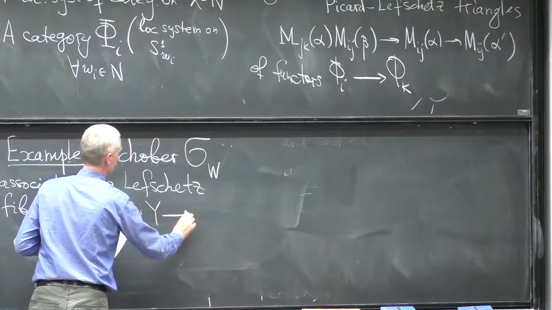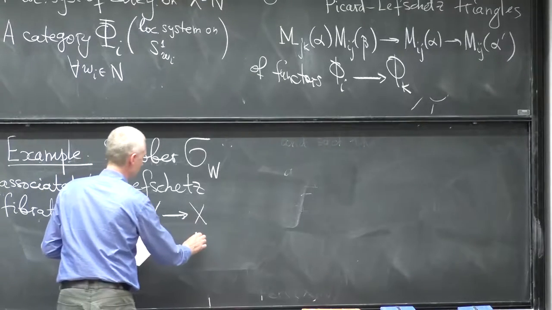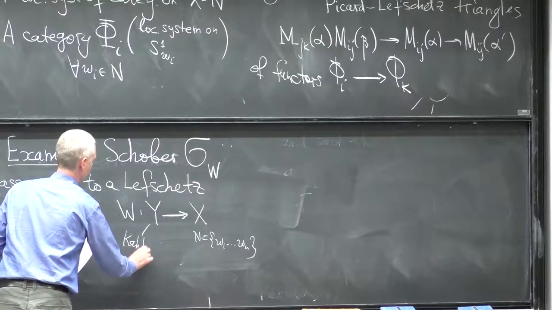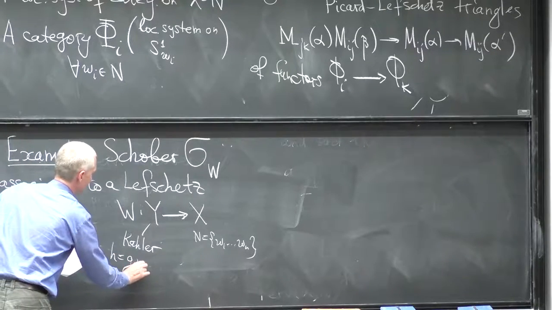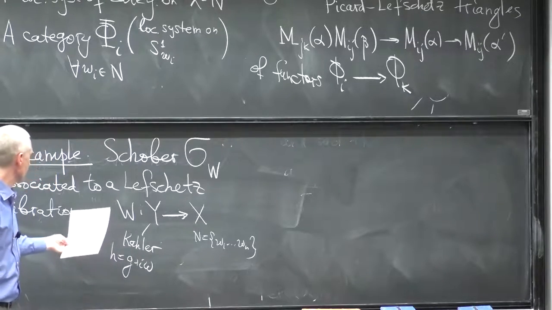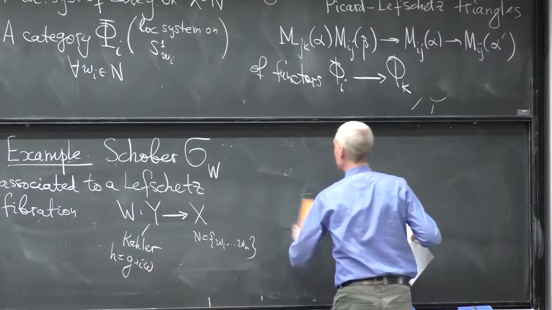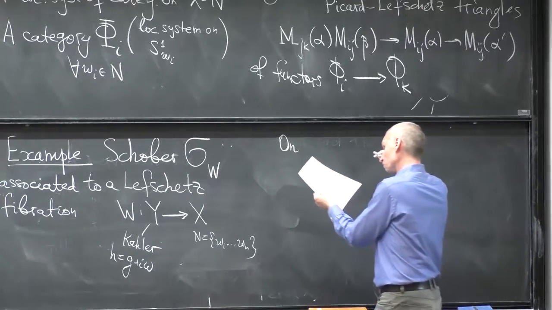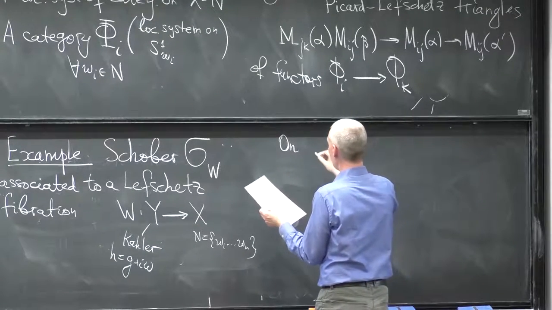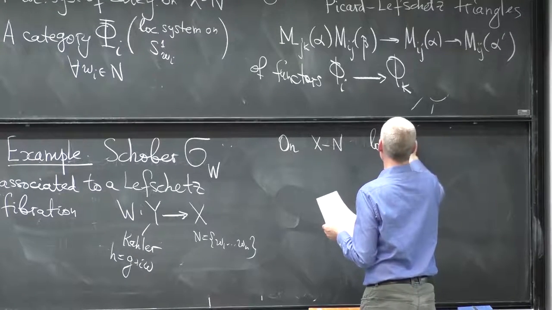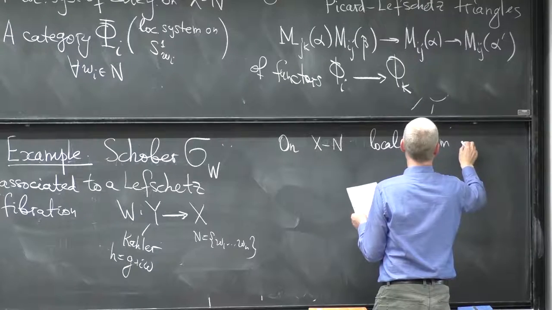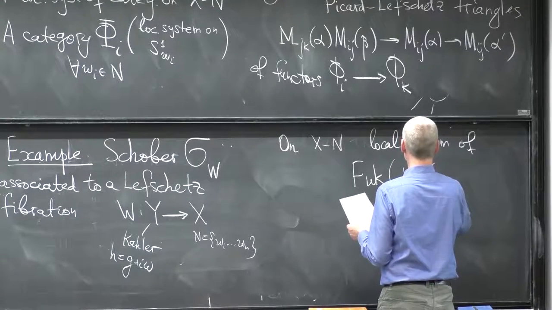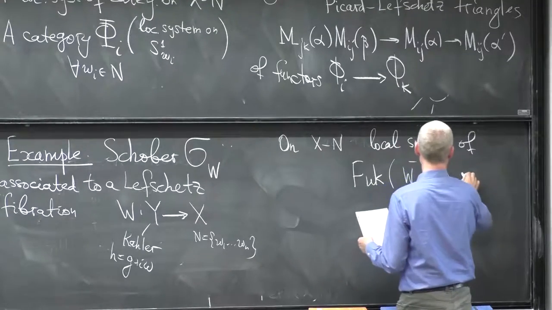As before we have Y to X, where X is a surface. So it has critical values, and this we assume to be Kähler, with a Kähler form H, which is g plus i omega, the Riemannian metric and the symplectic form. I simply now repeat in a categorical way what I said for the ordinary perverse sheaves on X minus N. It is a local system of Fukaya categories of the fiber W minus 1 of X with respect to the form omega.